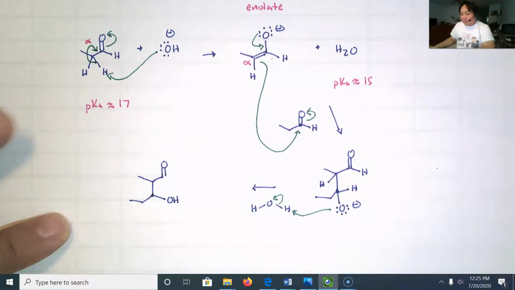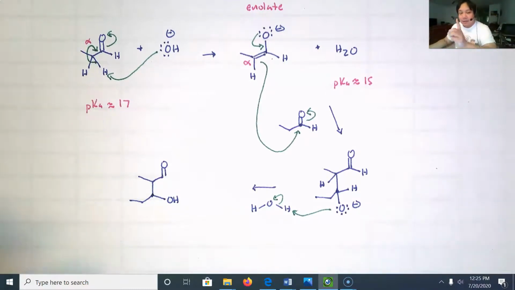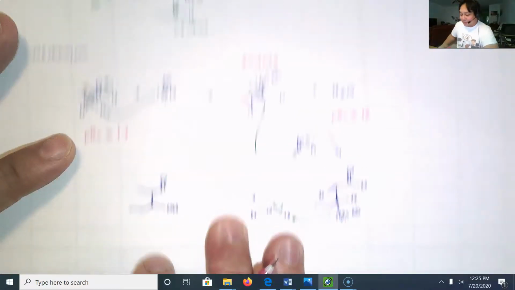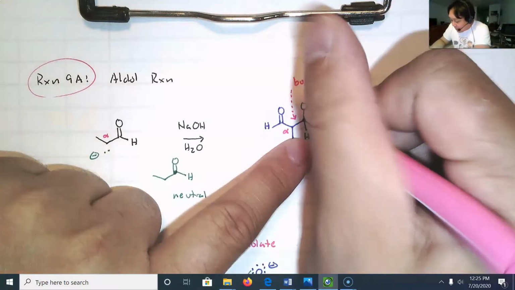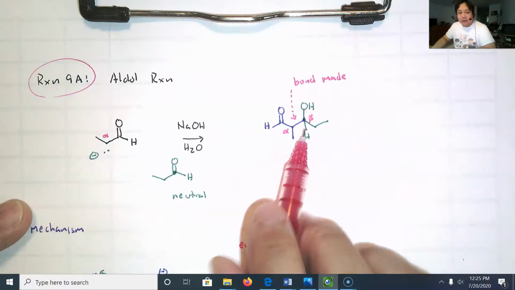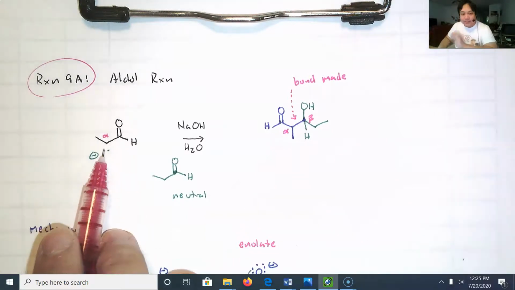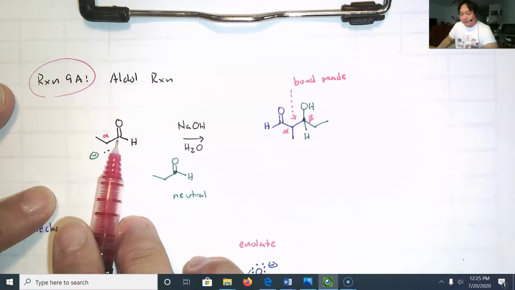We have to convince ourselves or verify that this is the product we wanted. Let me give you another clue. In an aldol reaction, look where the hydroxyl group ends up being. It ends up being on the beta carbon. So this alpha carbon always stays alpha. That's the alpha, and this is the alpha. It's the carbon next to the carbonyl group.